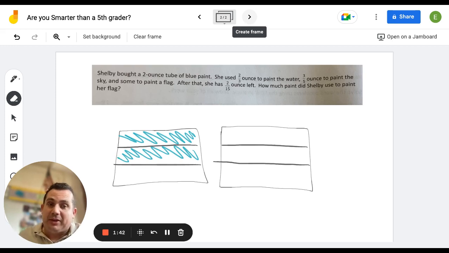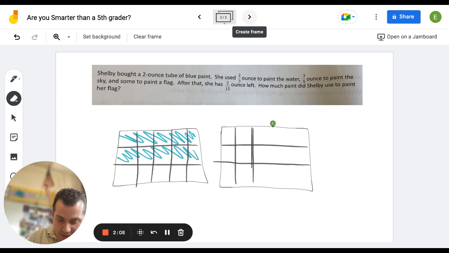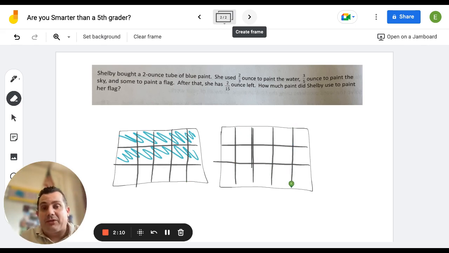Now I need to represent the 3/5 of an ounce of blue paint that we need to paint the sky. Since we're going to represent the 3/5 of an ounce, I'm now going to take another color and I'm going to split this into fifths. And when we cut something into fifths, we're drawing 4 lines. So fifths make 4 lines. 1, 2, 3, 4. Now it's cut into 5 equal pieces.